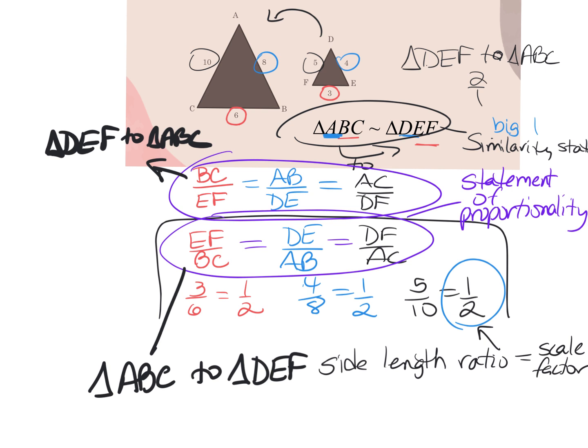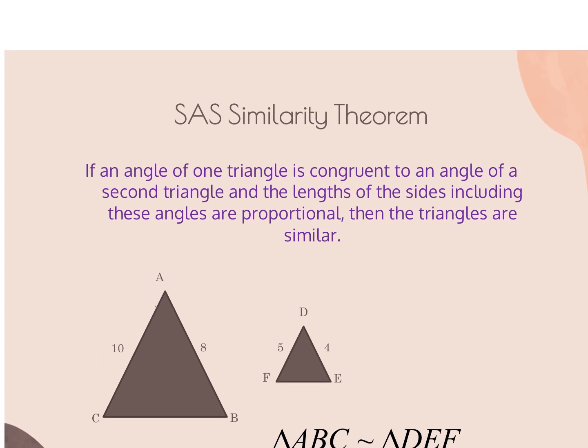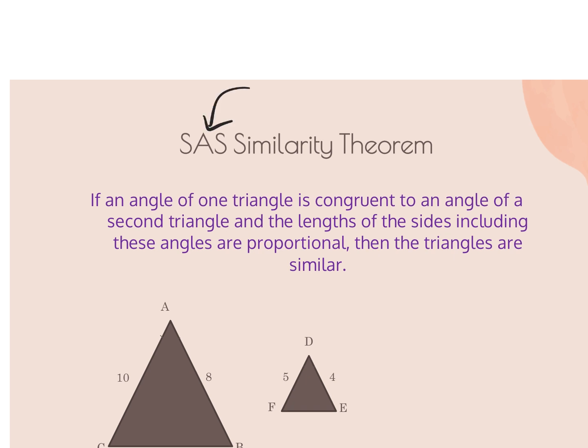Let's go ahead and take a look at our second shortcut from this lesson, which is the SAS, or side, angle, side. And this one states that if an angle of one triangle is congruent to an angle of a second triangle, and the lengths of the sides, including these angles, are proportional, then the triangles are similar. Notice the letter A is in between the two S's. So this means that this angle must be the included angle.